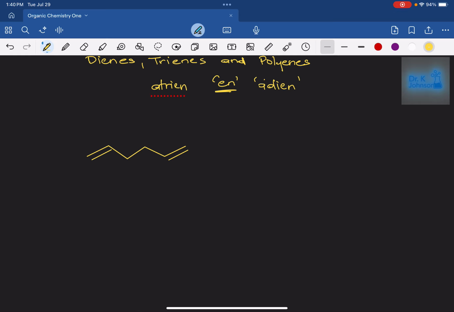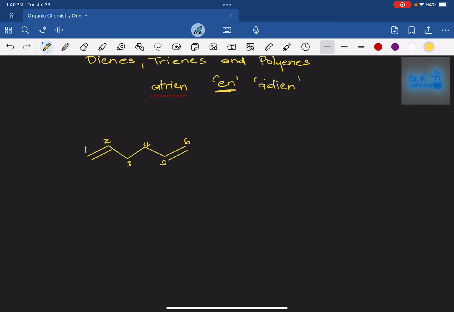So of course, we're going to look at this example, and you need to number so that your double bonds have the lower set of numbers. But in this case, we have a double bond at both ends. So it doesn't matter which direction I number, left to right or right to left, you'll end up with the same set of numbers. So 1, 2, 3, 4, 5, 6 carbons in my longest chain.